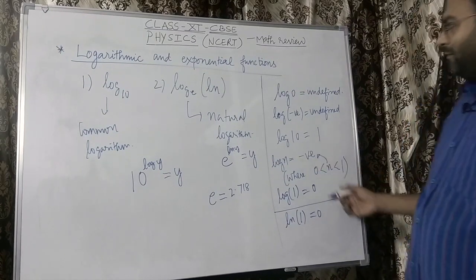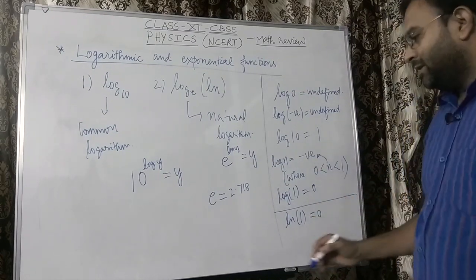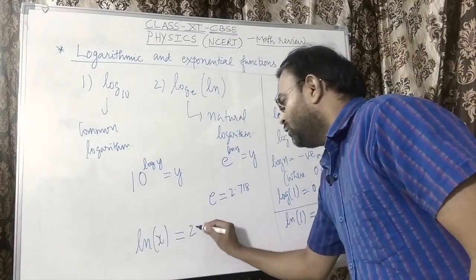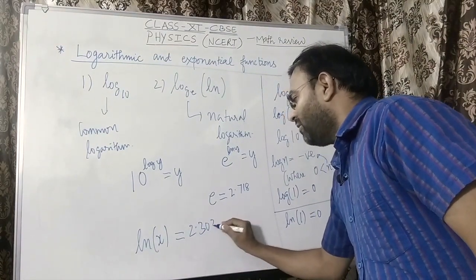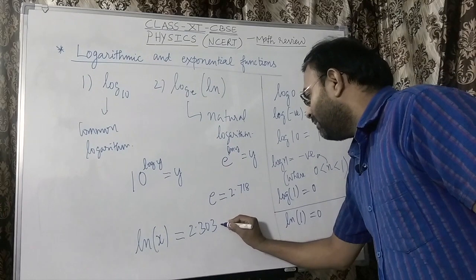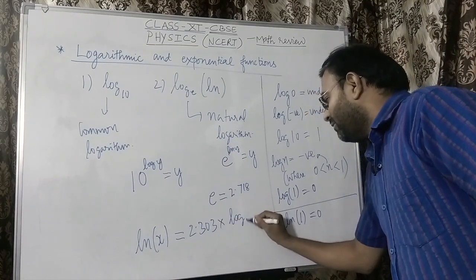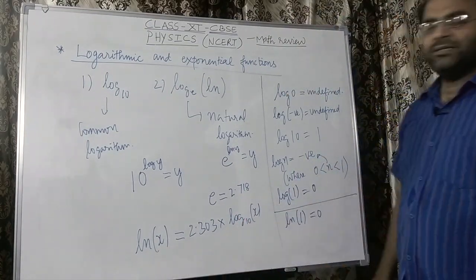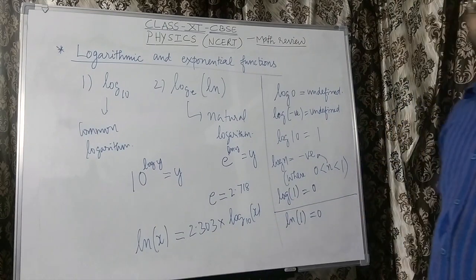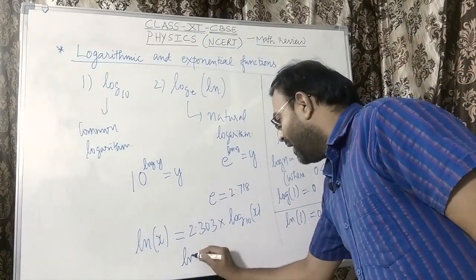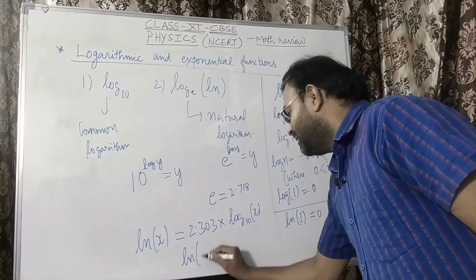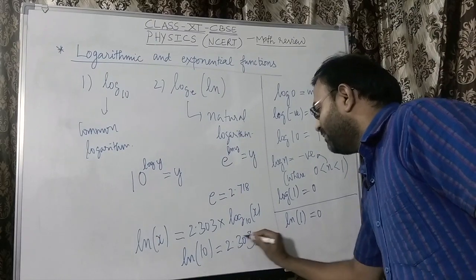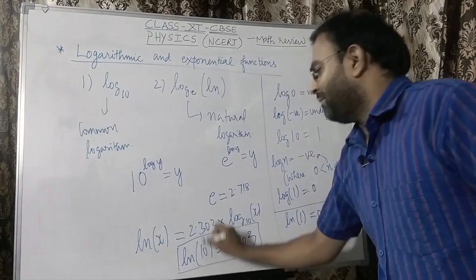Now, there is also a way to convert from one logarithm base to the other base. That is, natural logarithm of x is nothing but a factor of 2.303 multiplied by log to the base 10 of x. So here it is log to the base e, here this is log to the base 10. Now this factor 2.303 comes from natural logarithm of 10, which is equal to nothing but 2.303. So one can easily prove this relationship from here.